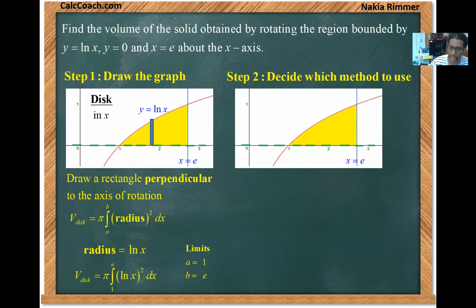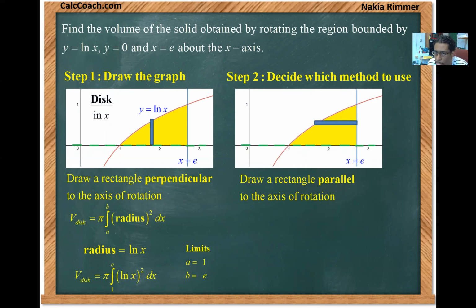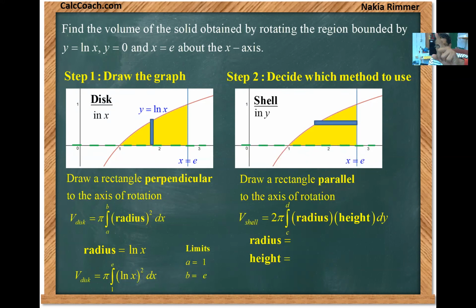Try to set up the other way, where we set up a rectangle that is parallel to the axis of rotation. That parallel is going to be shell. Since the rectangle is horizontal, it's going to be moved upward, so that's a dy. You have to integrate it in terms of y. And so what we need for shell is a radius and a height. The radius is what you get by attaching the axis to the rectangle. And so that distance there is the distance off of the x-axis, and that's y. Since your integral is done in y, we leave it as a y.